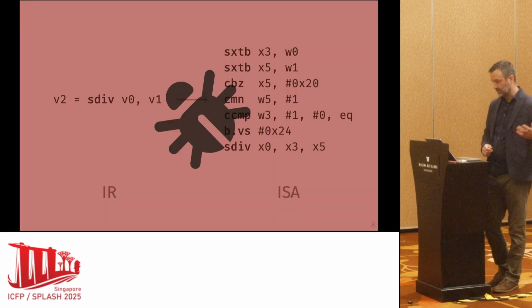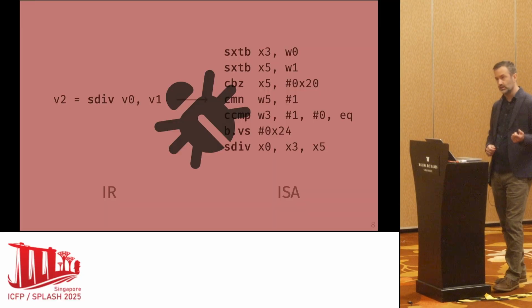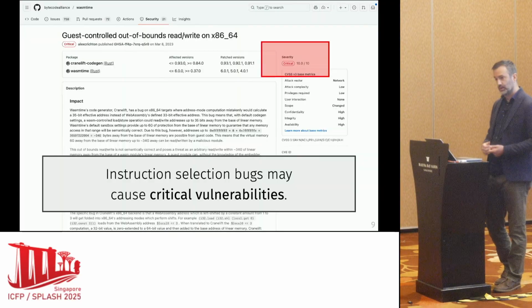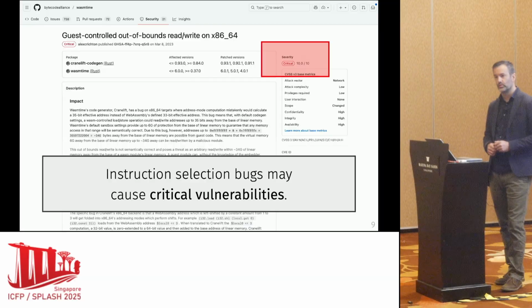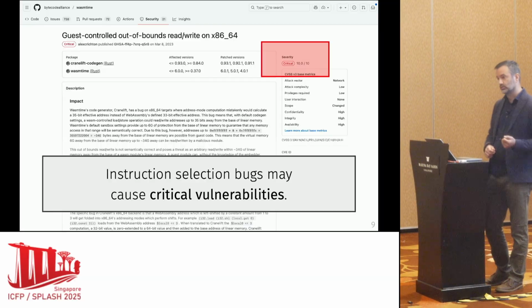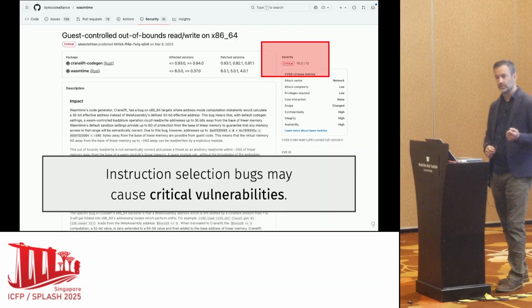This one, we'll talk about later, wasn't security critical, but other bugs have been, where some of the worst vulnerabilities in Wasm-to-native have caused critical CVEs, and the root cause was an instruction selection bug.